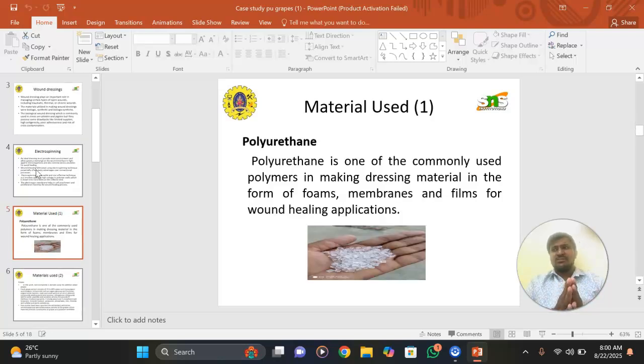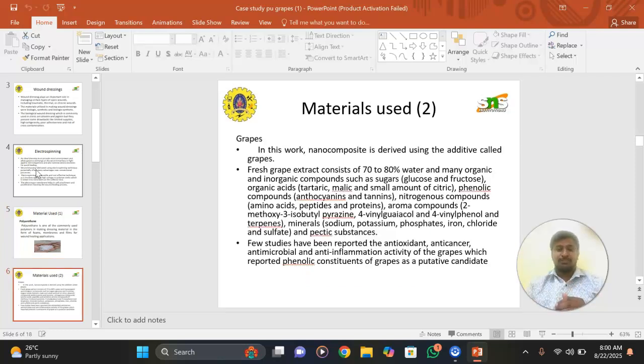Next, materials. I have selected polyurethane for fabricating the scaffold. Polyurethane is one of the commonly used polymers in making dressing materials in the form of foams, membranes, and films for wound applications. Further, polyurethane is easily available at low cost, and it can be easily processed in organic solvents.